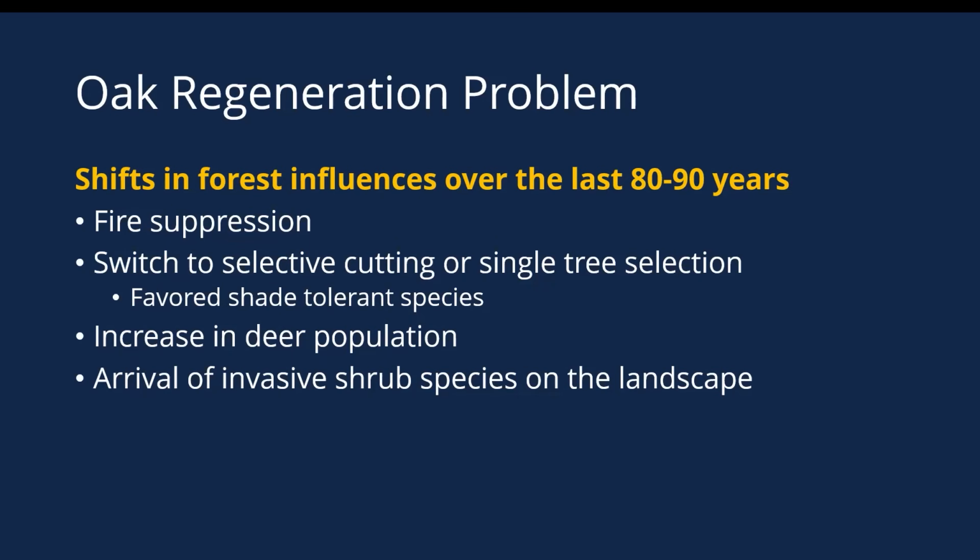And these cutting techniques tended to favor more shade tolerant species because it left the forest in a more shaded environment. We saw a drastic increase in deer populations, and we saw the arrival of invasive shrub species on the landscape. So all of these influence oak's ability to regenerate. Of course, regenerate means just developing seedlings, right?